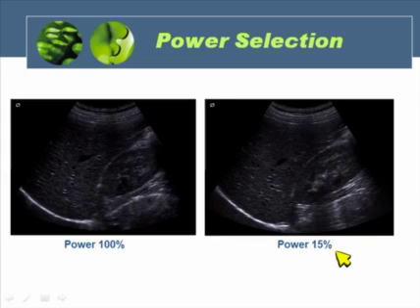At 15% power, I introduce a little bit more noise into my image, but notice in this patient I'm still adequately able to penetrate into the far field. Let's take it another notch.